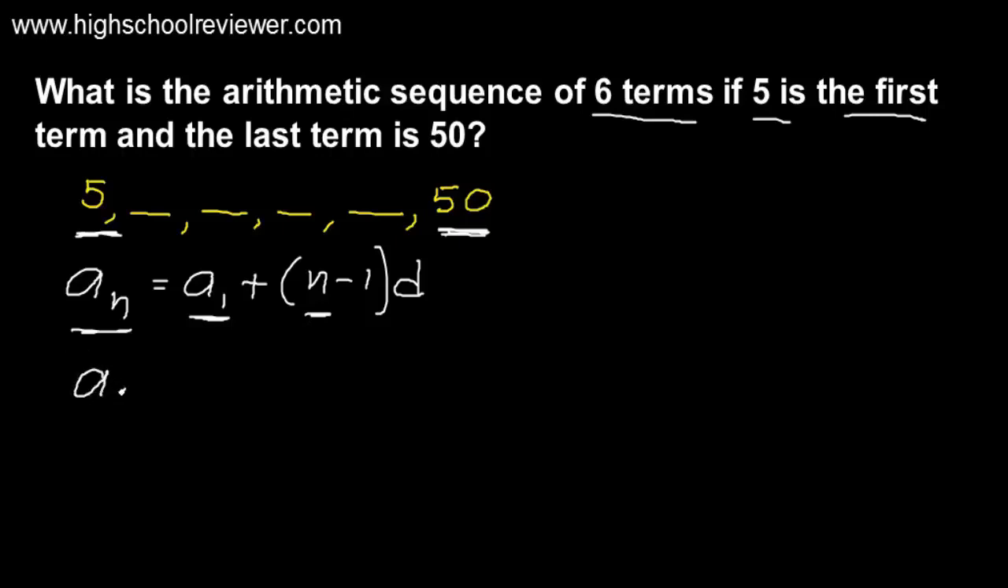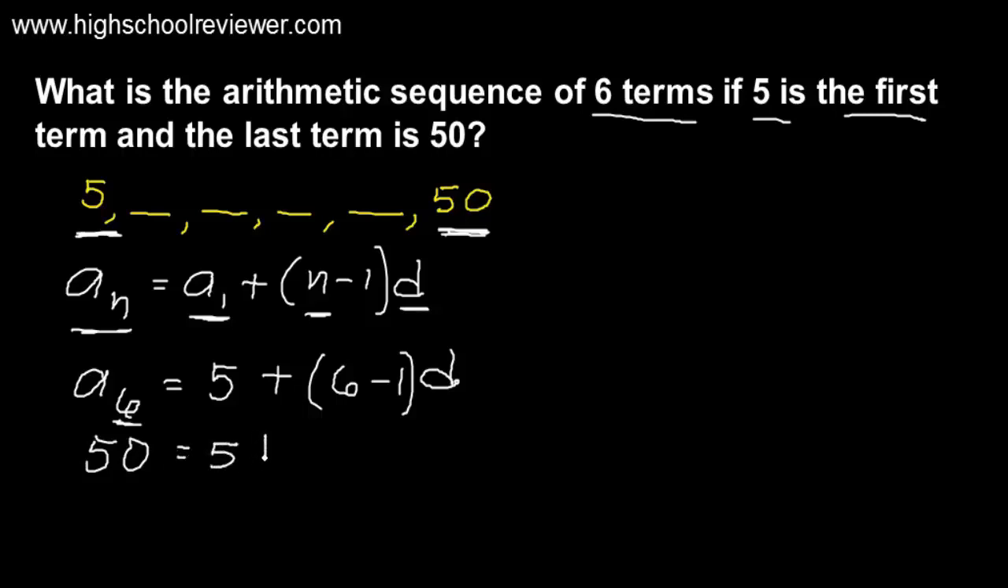So this will be a sub 6 is equal to the value of a sub 1, which is positive 5, plus our n. Our n here is the sixth term, so this will be 6 minus 1, and our d is the unknown. We have the value for a sub 6, and that is positive 50. So 50 equals 5 plus 6 minus 1, which is 5, multiplied by d, that is 5d.